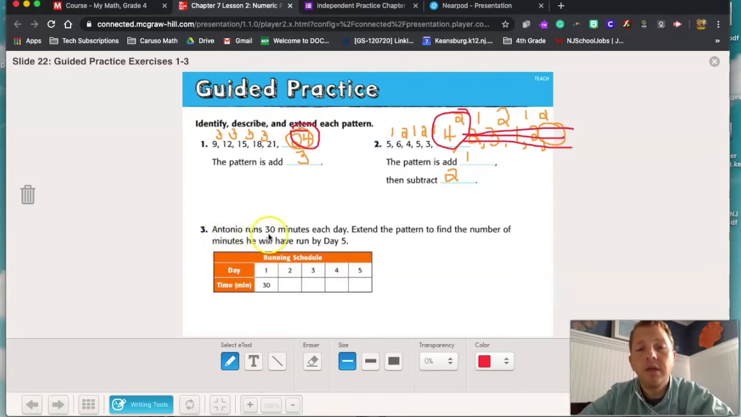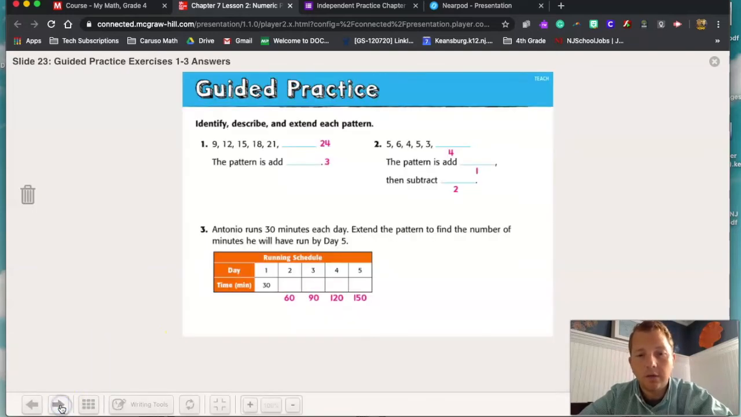Now, Antonio runs 30 minutes each day. Extend the pattern to find the number of minutes he will have run by day 5. Well, first day he runs 30 minutes. Antonio runs 30 minutes each day. So the next day he's going to be running another 30, and then another 30, and another 30. So 30 plus 30 is 60. 60 plus 30 is 90. 90 plus 30 is 120. 120 plus 30 is 150. And we would fill in the pattern that way.